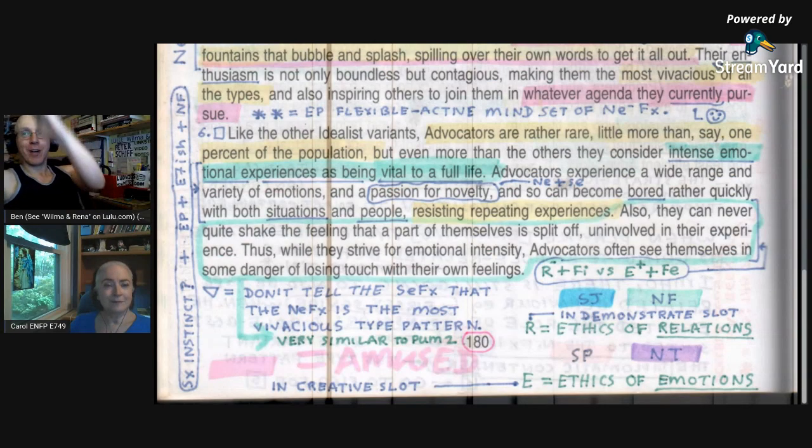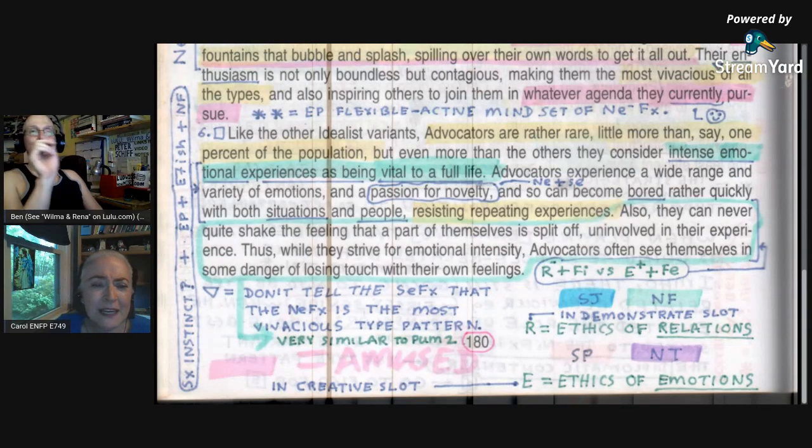So, because we'll try and get to the bottom of this page. Advocators are rather a little more than, say, 1% of the population, but even more than others, they consider intense emotional... I can't find the 1%. Where are you seeing the 1%? Okay. Here we go. Number 6. Like other idealist variants, advocators are a rather rare, little more than, say, 1% of the population.